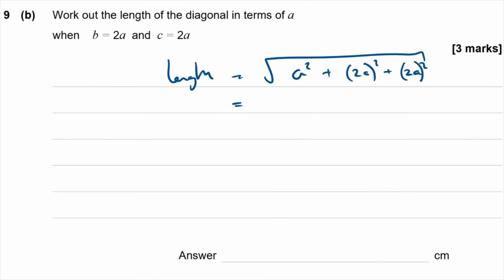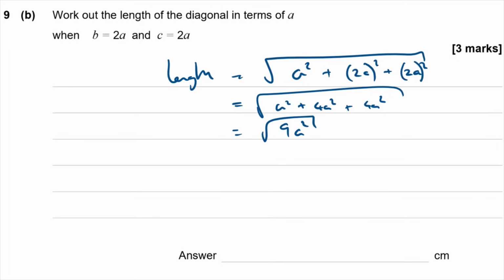So how many A squareds have we got then? I've got A squared plus 4a squared plus 4a squared, which gives me 9a squared, and the square root of 9a squared, well, the square root of 9 is 3, and the square root of a squared is a. So it gives me 3a. And obviously when you square root, you often get two results, positive and negative, but in this case there is only one solution that's valid, isn't it?